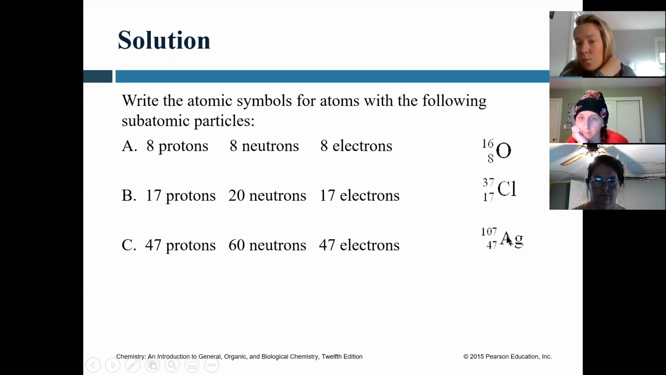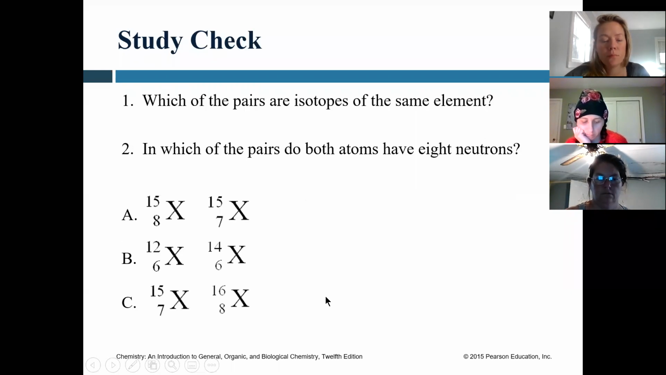This would be silver 107, so they start to get heavier. Silver always has 47 protons. In this case, it has 60 neutrons. So you can start to see as things get heavier, that number of neutrons starts to skyrocket, right? At one point, neutrons and protons were equal to each other for the most part. Now we're definitely increasing a lot.